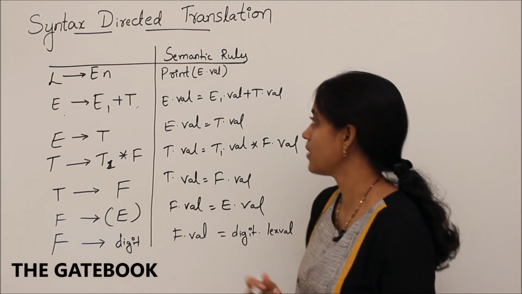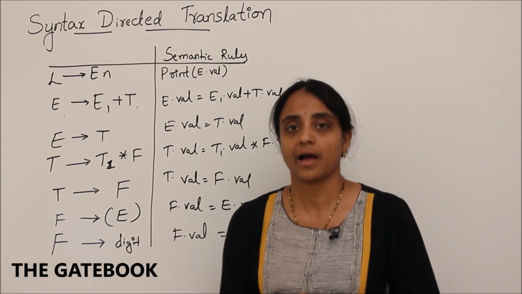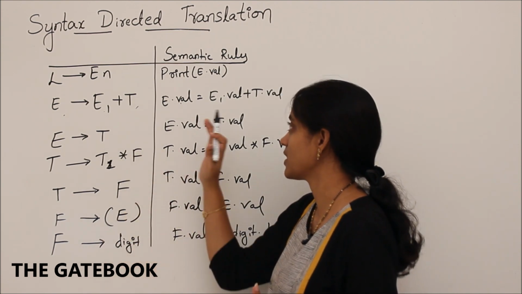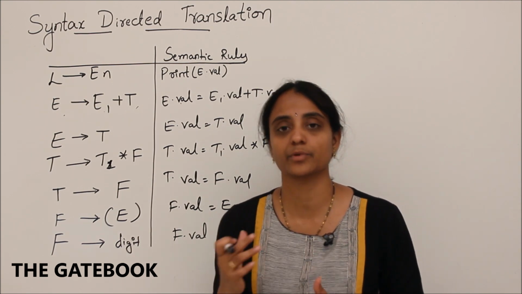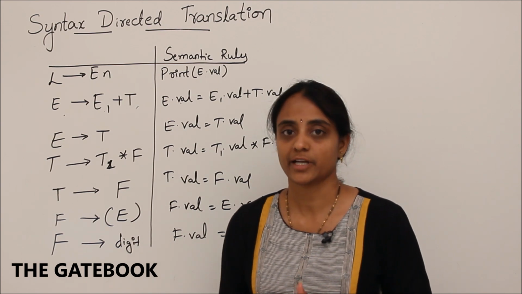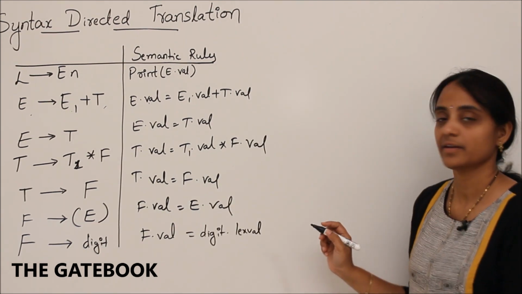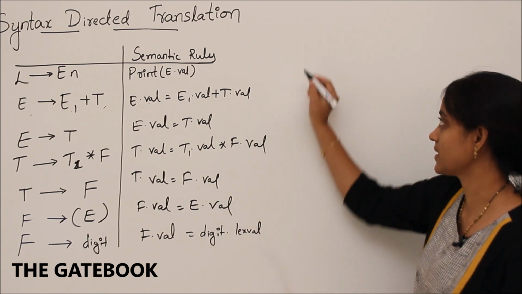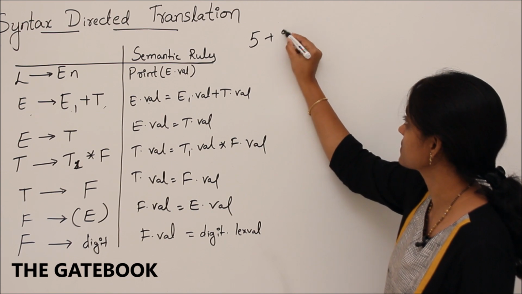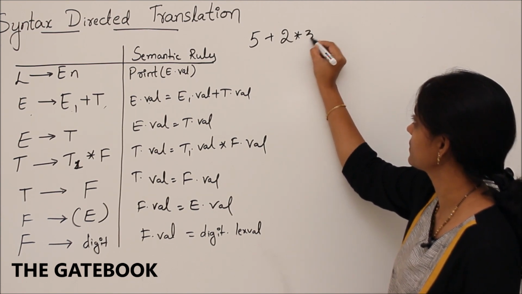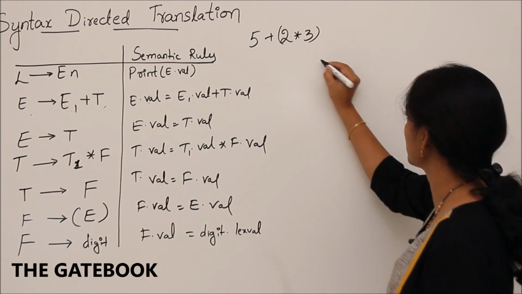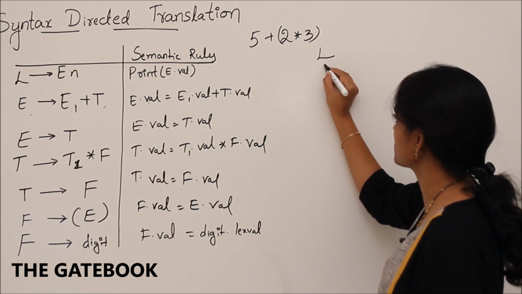Now let's see how we apply semantic rules as part of parsing. Whenever we associate all these attribute values with a parse tree, we call that parse tree an annotated parse tree. Now let us see the parse tree for this grammar. Let's take an example of 5 plus 2 star 3. So now how do we construct the parse tree for this?